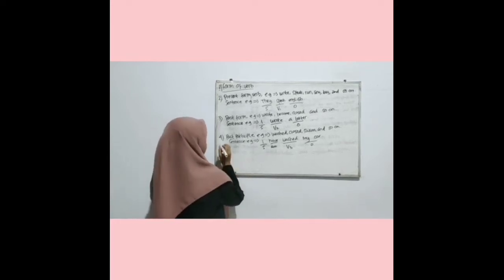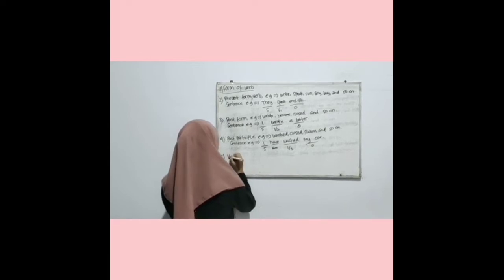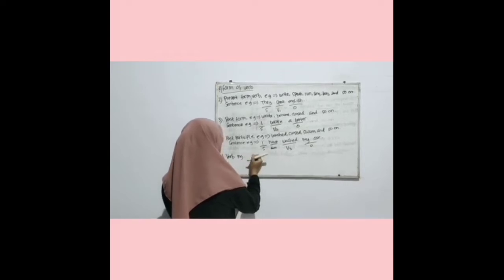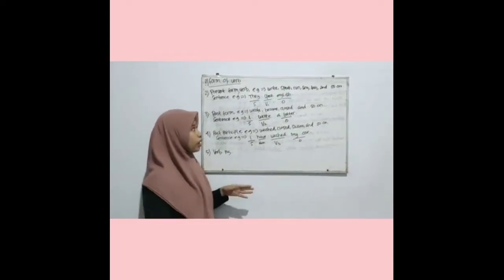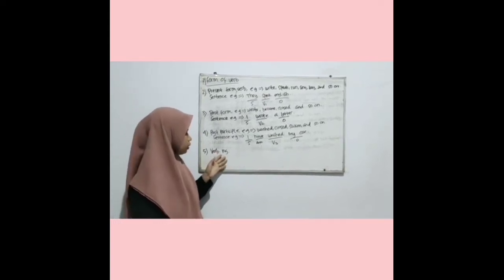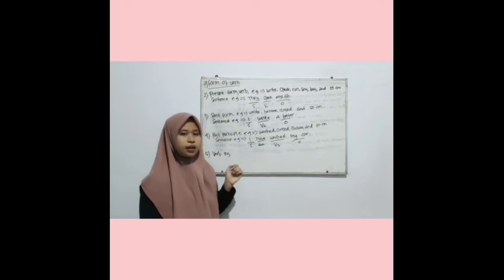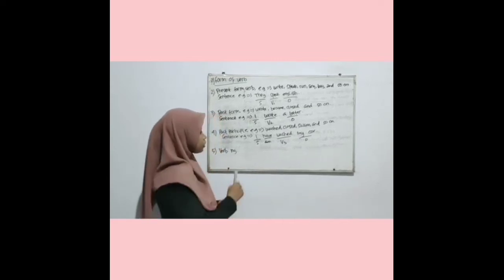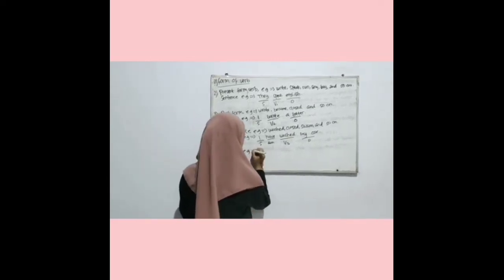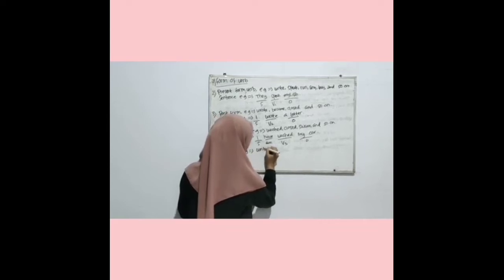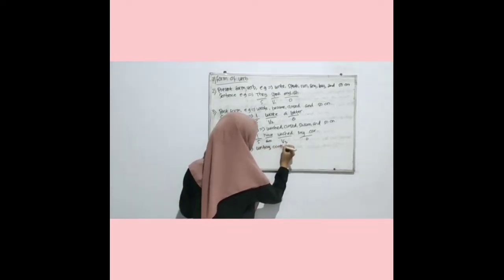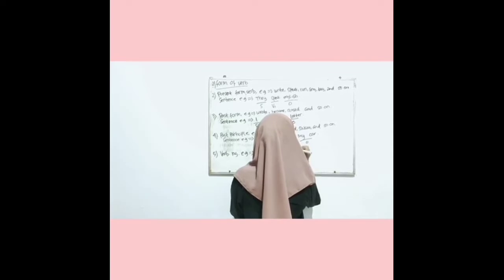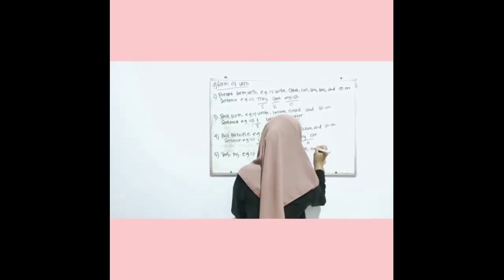And the last, verb ing. Okay, the last form of verb, verb ing. Verb ing is used for a main sentence and is marked by to be and suffix ing. Example: writing, cooking, enjoying, and so on.